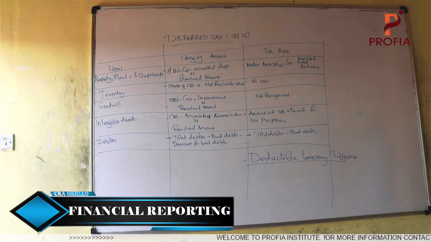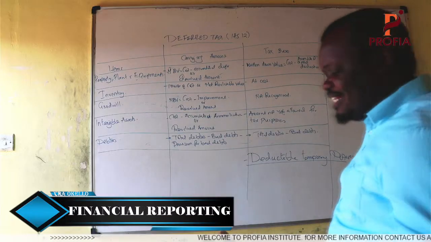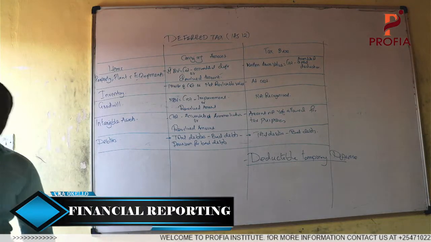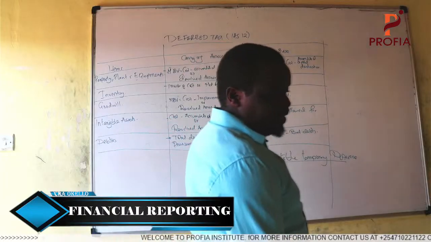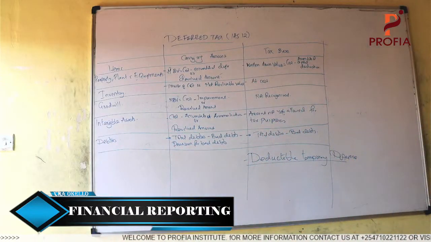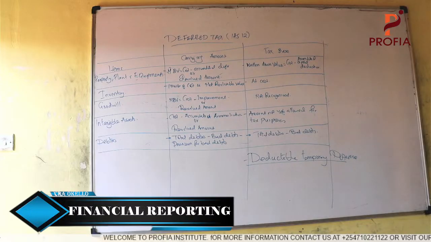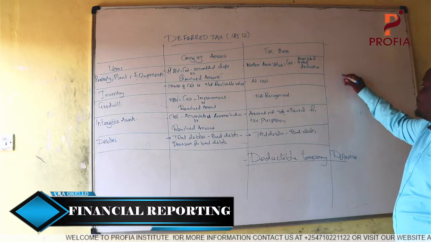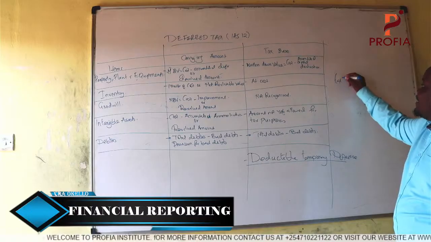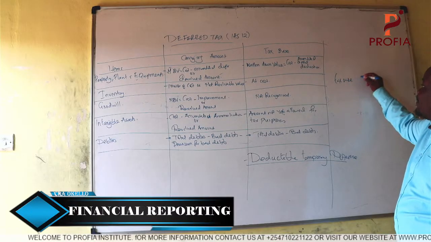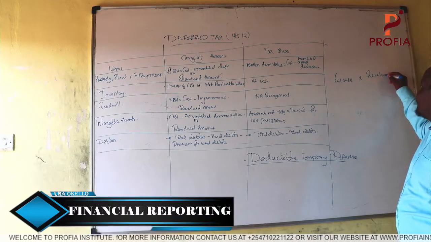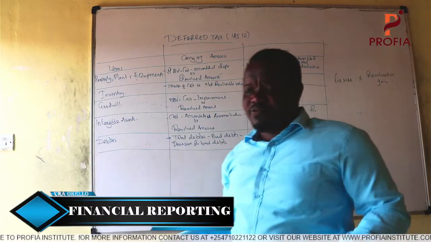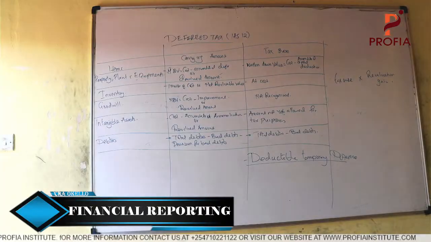In case of a revaluation gain, tax is charged on the gain as follows: tax rate times revaluation gain. This is a situation where you can revalue an asset within the course of the year. It can make changes in the deferred tax.